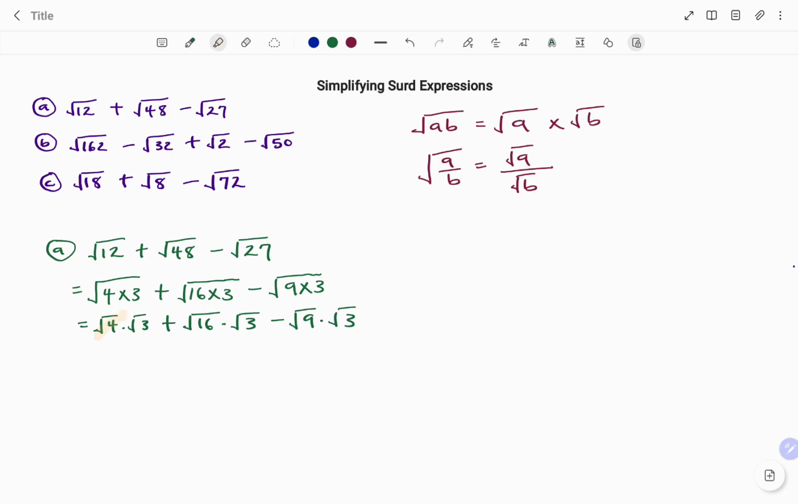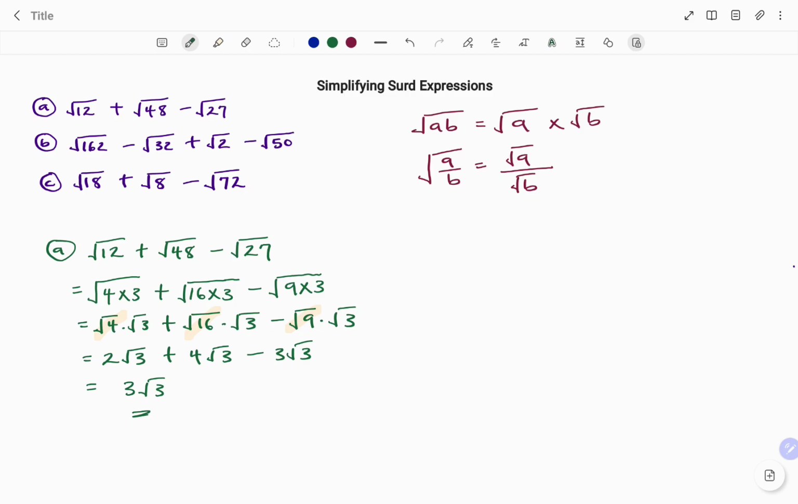We can find the square root of each perfect square highlighted, such that we have root 4 to be 2 root 3, plus the root of 16, that's 4 root 3, minus root 9, 3 root 3. Therefore, we all have similar roots, that's root 3. So we can easily simplify. We have 2 root 3 plus 4 root 3, that will give us 6 root 3, minus 3 root 3, that's 3 root 3, and that's our answer.